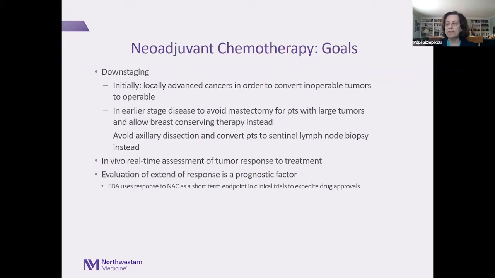It is important to note that through many randomized clinical trials, we now know that the long-term outcome of patients is similar, regardless of whether chemotherapy is given before or after surgery. On the other hand, evaluation of the extent of the response is a prognostic factor for individual patients, meaning that those who have a PCR have a significantly better outcome than those without a PCR. Finally, as we all know, the FDA uses response to neoadjuvant chemotherapy as a short-term endpoint in clinical trials to expedite approval of oncology drugs.